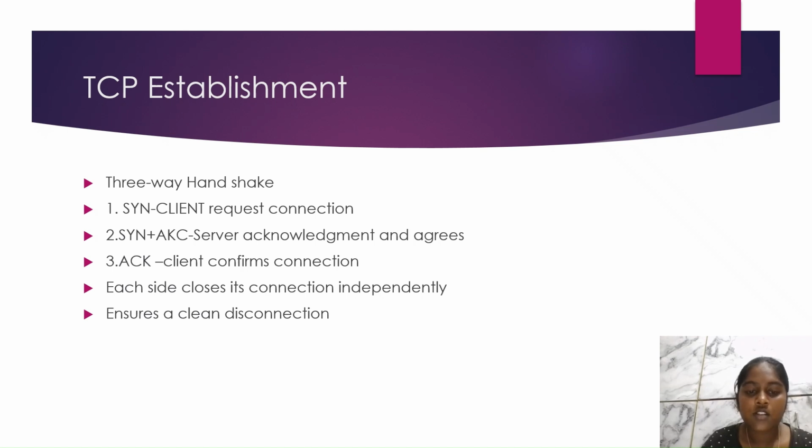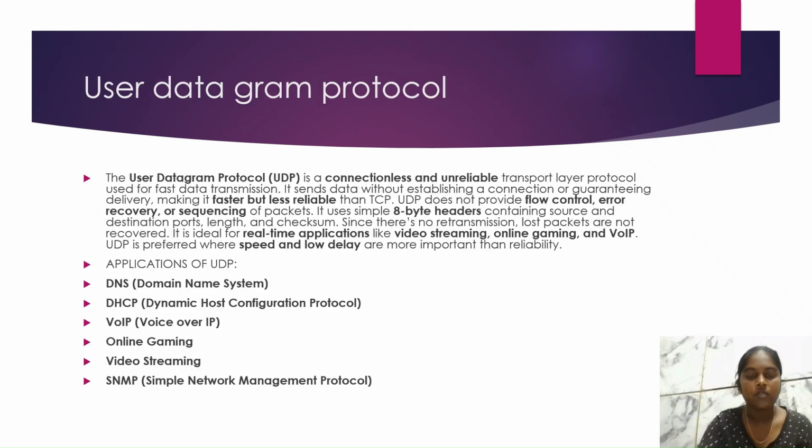For termination, each side closes its connection independently and ensures a clean data disconnection. There is no dependency in the connection between the sides. The connection of each side will be closed and is independent. So these are the ways used for establishing and terminating TCP connections.